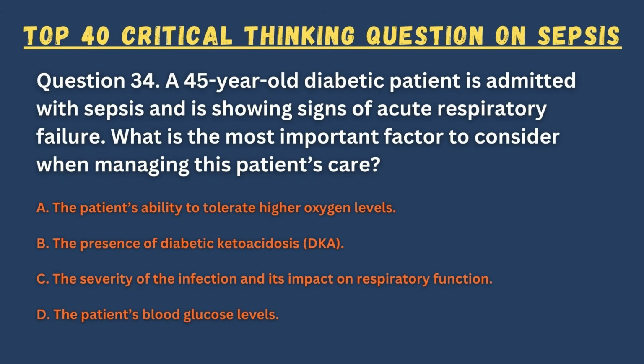Question 34. A 45-year-old diabetic patient is admitted with sepsis and is showing signs of acute respiratory failure. What is the most important factor to consider when managing this patient's care? A. The patient's ability to tolerate higher oxygen levels. B. The presence of diabetic ketoacidosis, DKA. C. The severity of the infection and its impact on respiratory function. D. The patient's blood glucose levels.